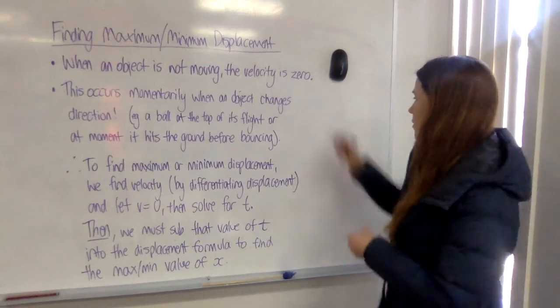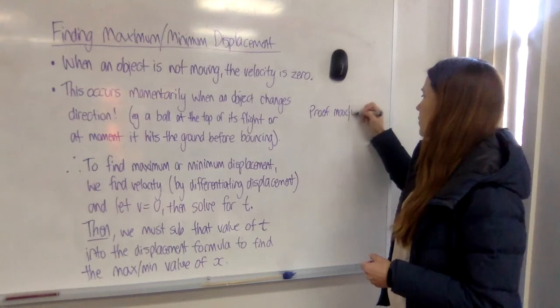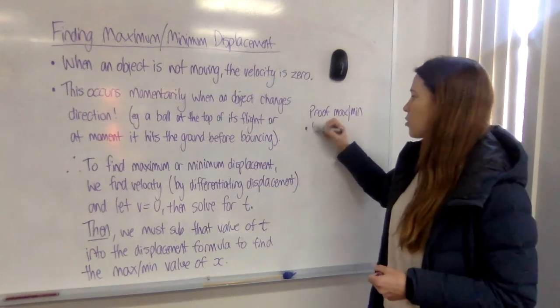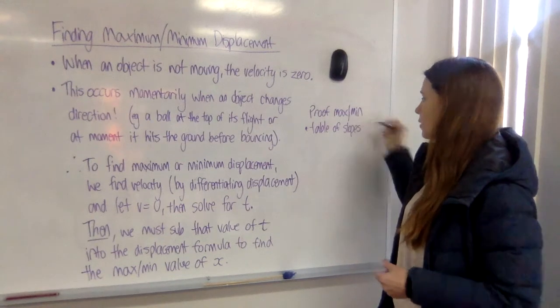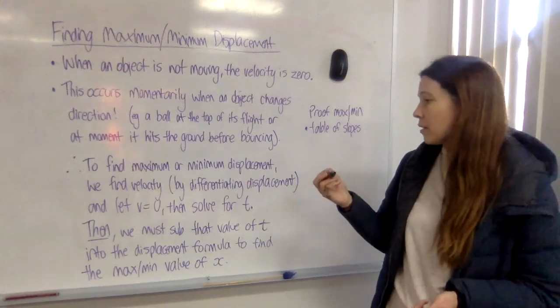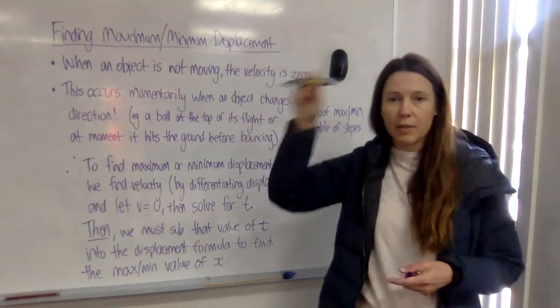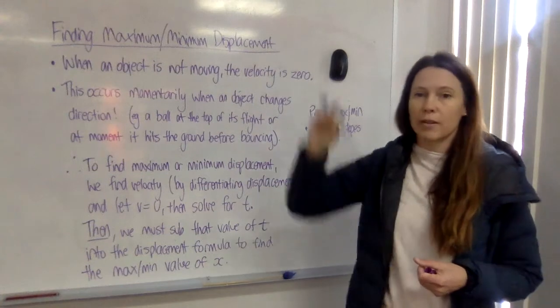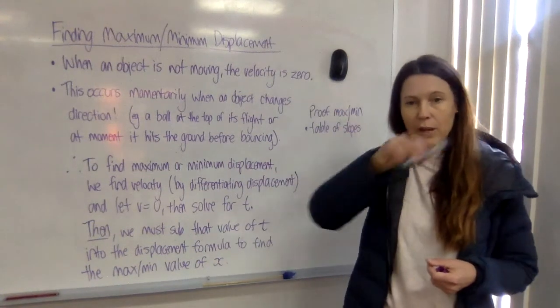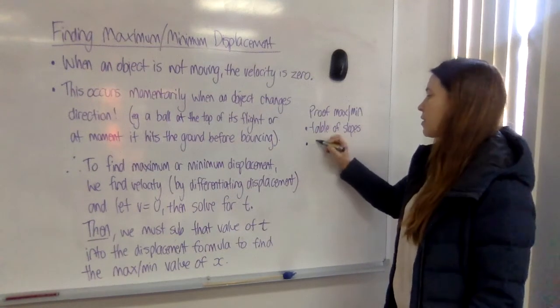How do we do that? Well, the proof for the maximum or the minimum can be done in two ways. Either you do a table of slopes where you show that the gradient of the displacement, in other words, the velocity itself, was positive and then it was 0 and then it was negative again, and that tells you it's a maximum point. Or you show that it was negative and then 0 and then positive, so it must have been a minimum. Or you can look at the second derivative.